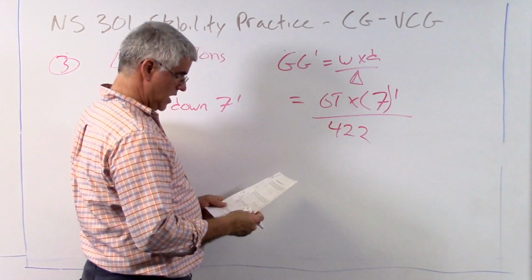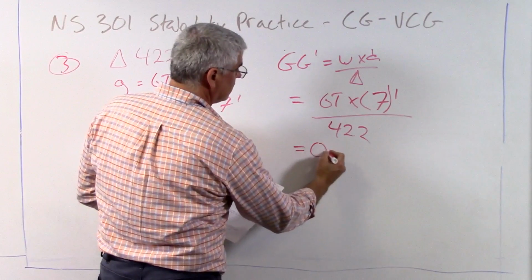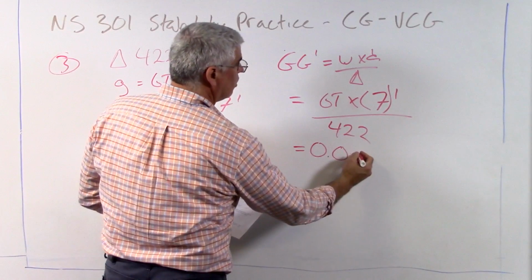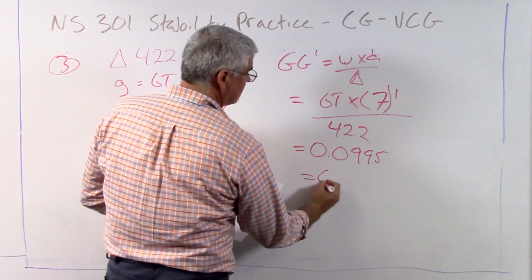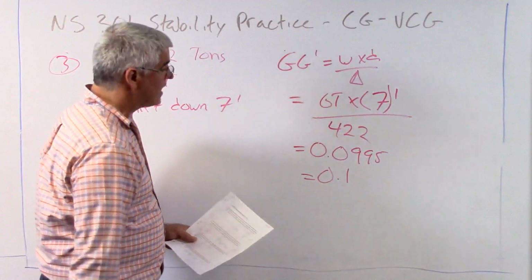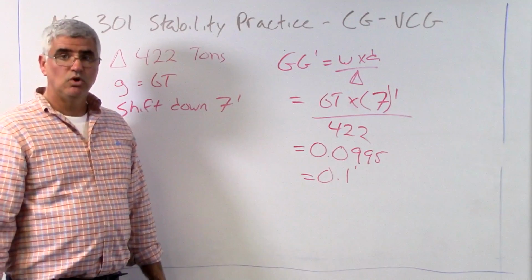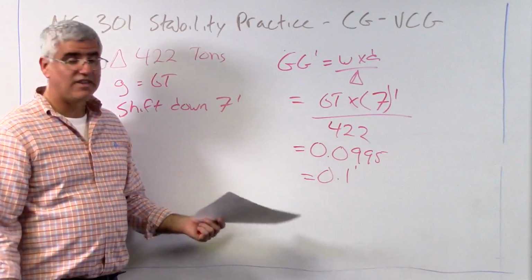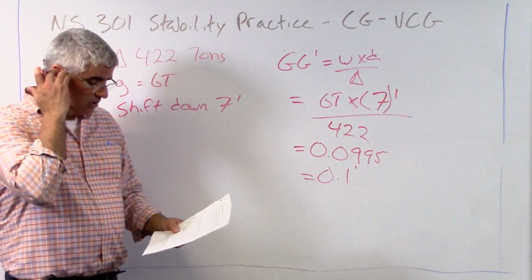Okay? Which, when you do the math, turns out to 0.0995, which really turns out to 0.1. Okay? So that's the shift. It's 0.1 feet. That's how much it moved. Okay? 0.1 foot, 1/10 of a foot. So, a little bit more than an inch.